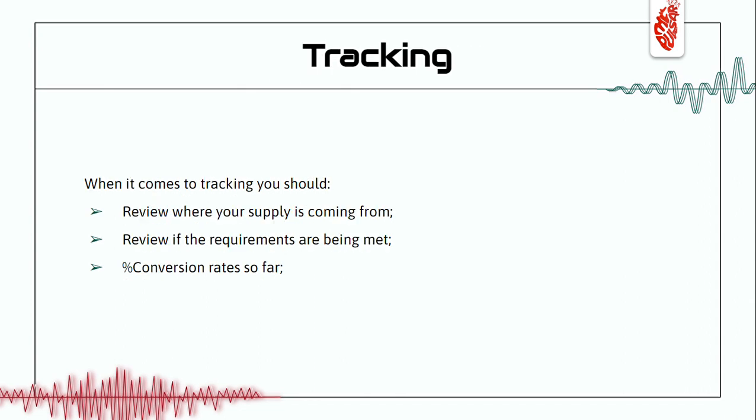The last part is tracking. When it comes to tracking, you should review where your supply is coming from, and review if the requirements are being met, and the conversion rates so far. Where are we with our goals distribution? Where are we with our goals alignment? And where are we with strategies alignment together?